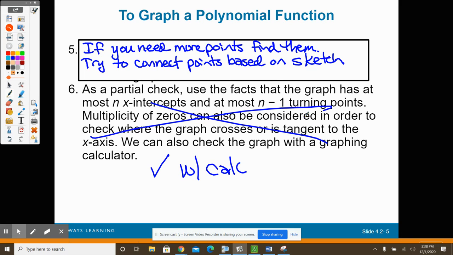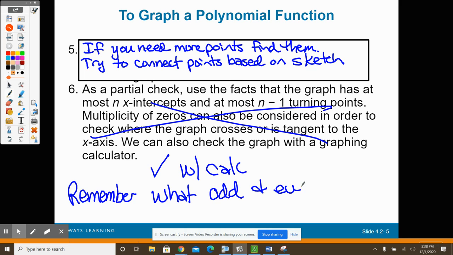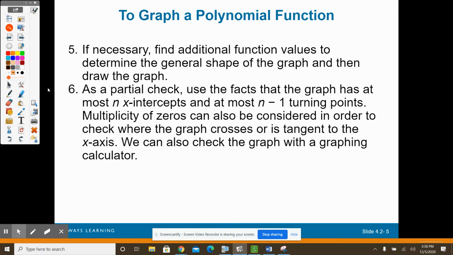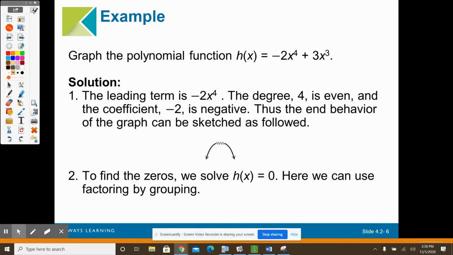Okay, things to consider. Remember what the multiplicity looks like, what odd and even multiplicity looks like. Odd multiplicity goes through, even is the bounce. Okay, so don't forget that. Okay, so let's see if there's an example. I'm sure there is.